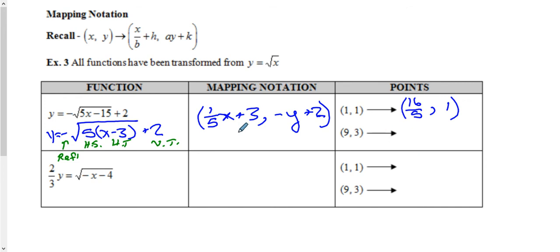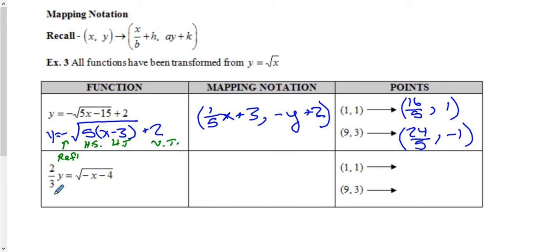9 and 3, we're going to sub in, and again, you're going to get some ugly fractions here, so that's 9/5 plus 3. Of course, I go straight to my calculator. I'm going to get 24/5 there, and this 3, we're going to sub in, so that's -3 plus 2 is -1. So those are my new transformed coordinates.